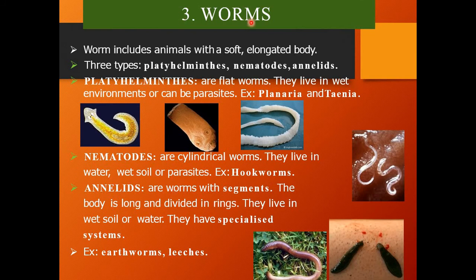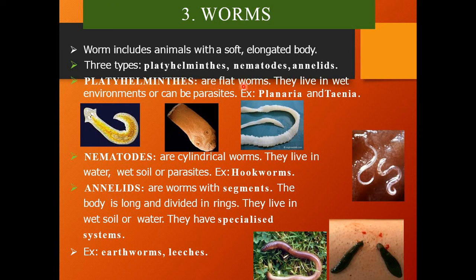The third group will be worms. Worms include animals with a soft, elongated body, meaning a longer body. There are three types: the platyhelminthes, nematodes, and annelids. Let's see the platyhelminthes first.